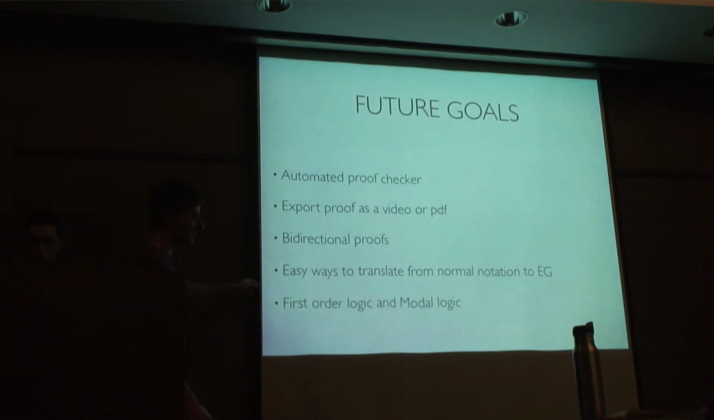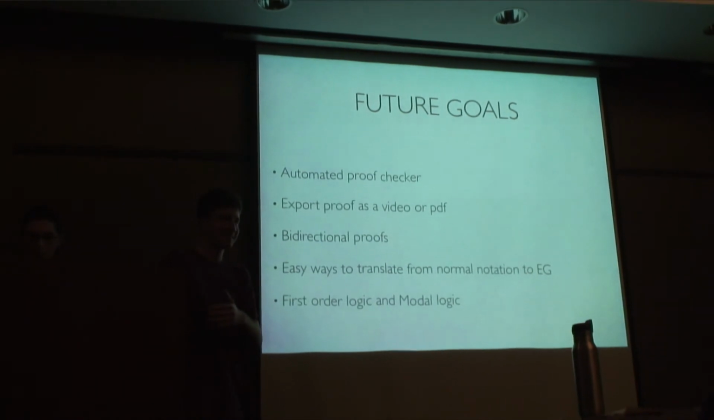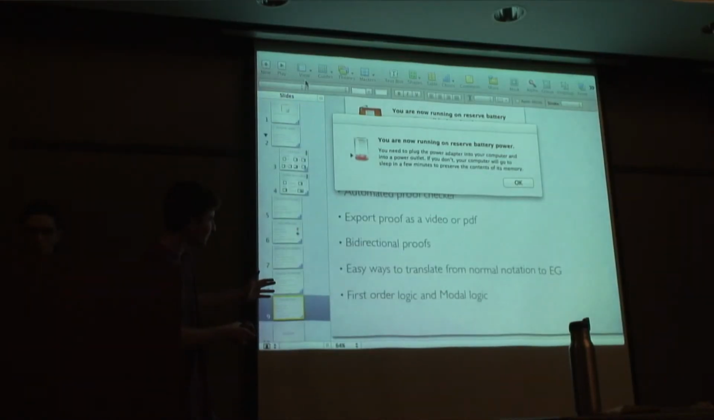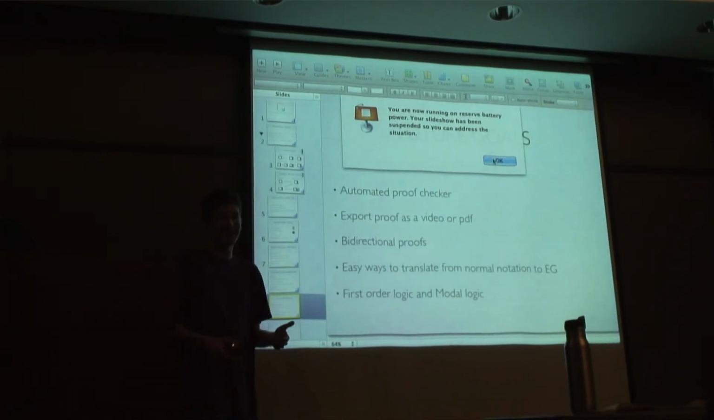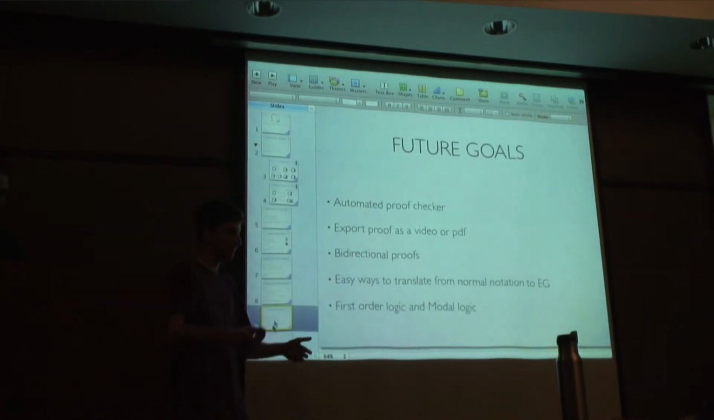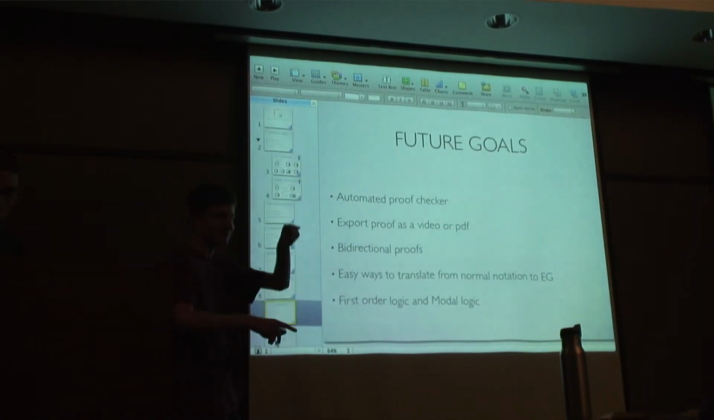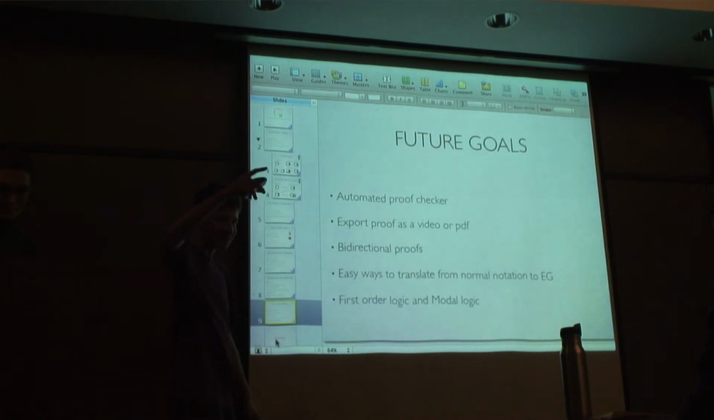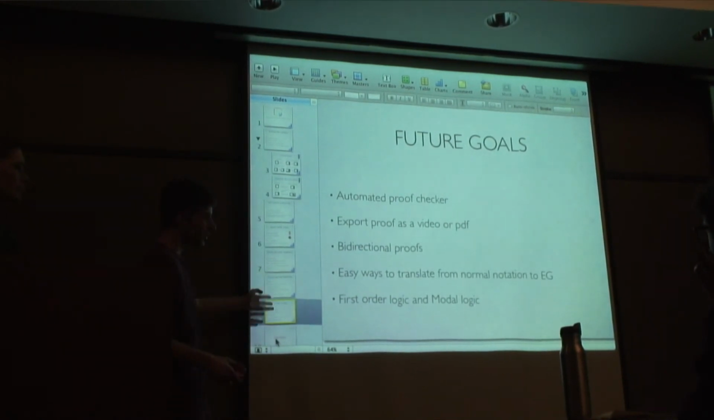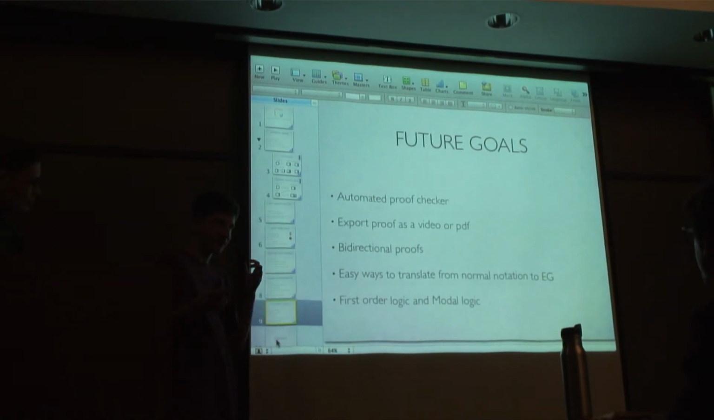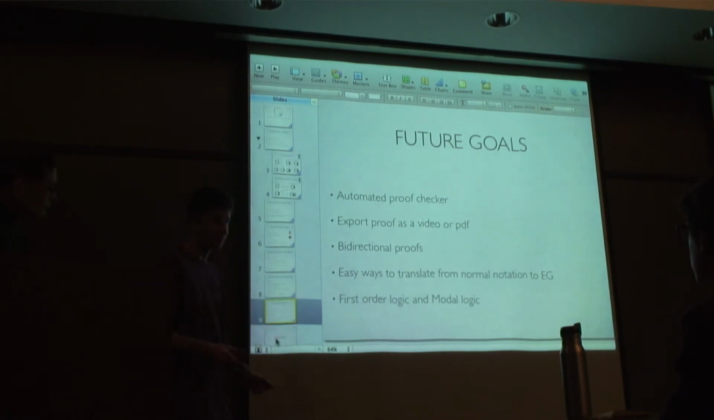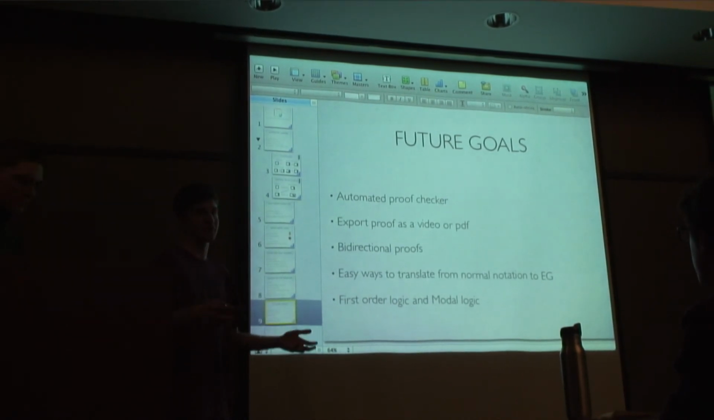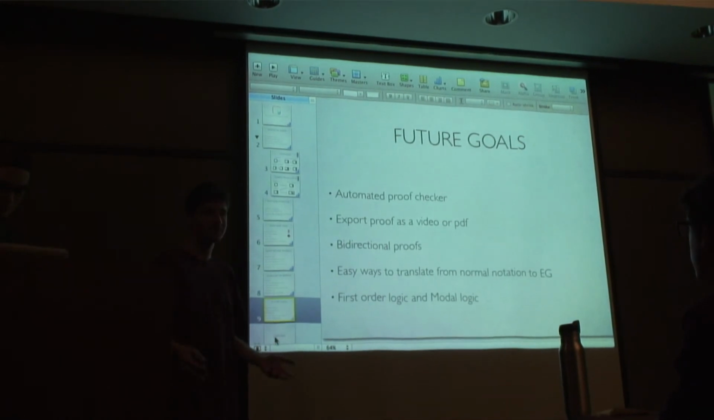And as you can see from that big example of A or not A, a normal person wouldn't really be able to tell that that was actually A or not A, because it's a cut with an A in it and then two cuts with an A in it. That's a little bit confusing. So we hope to make a way to translate from normal notations into existential graphs. And as I said before, we hope to eventually support higher order logic like first order and more.